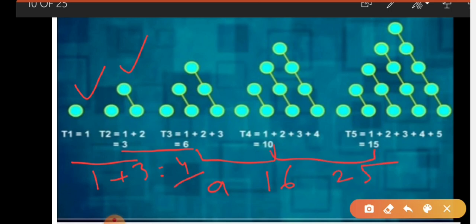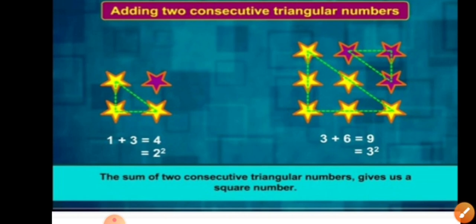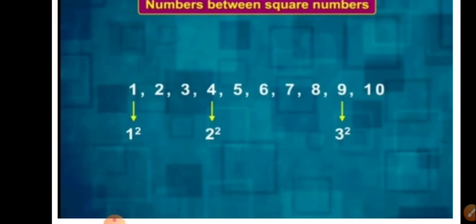So these all are what? Square numbers. Therefore what you can say? You can say that the sum of 2 consecutive triangular numbers gives us a square number. Now next interesting pattern is numbers between consecutive square numbers.